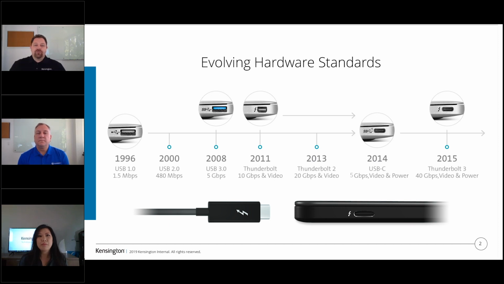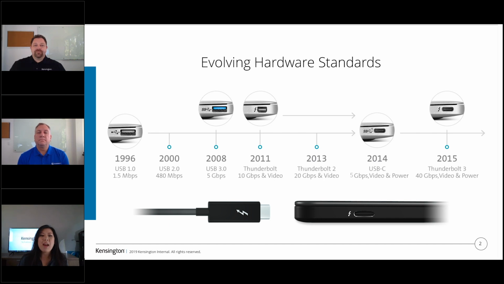When we look at users that have devices that are on the Thunderbolt platform, being able to move that type of data can be critical and really enhance performance of those users. So it's awesome technology to see being implemented, and it's growing by leaps and bounds.